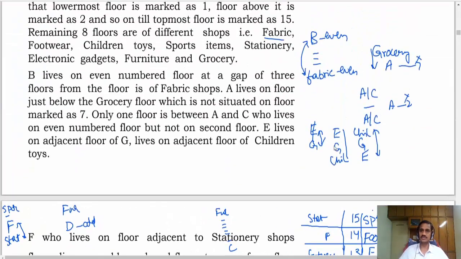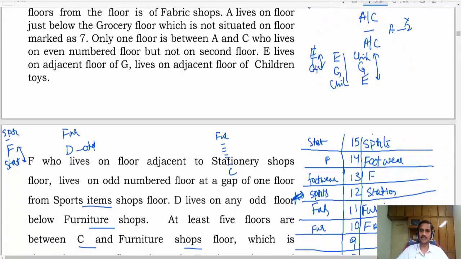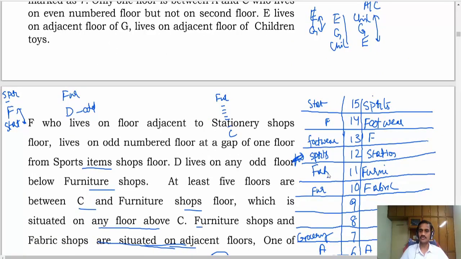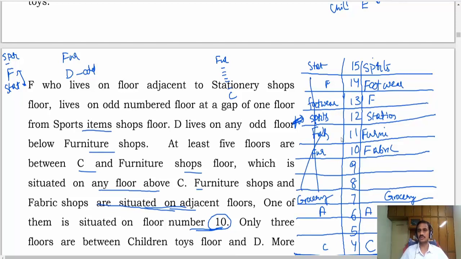Between A and C there must be exactly 1. Grocery is immediately below. B even, fabric and even. Between B, which is also even, and fabric there must be 3. Where is fabric here? Fabric is here. Since fabric is here, between fabric and E there must be 3: 1, 2, 3, E should be here. There is no chance for E to be here. This case is ruled out.